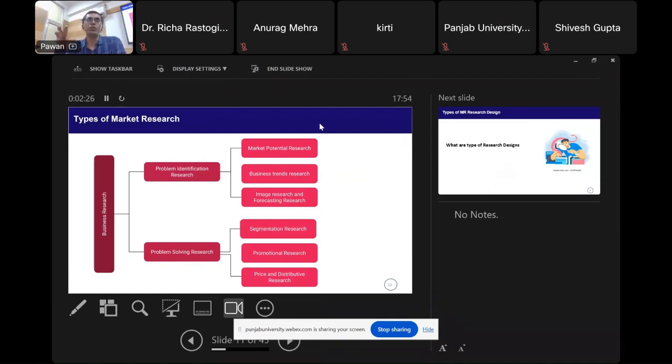Second is problem solving, which is where you know the problem, you know what is happening, and you want to solve it. You want to go to the reason of that thing, right? Maybe you have a lot of products being rejected, a lot of rollbacks of the product, but now you want to know why is it happening. Is the problem with the transportation? Is the problem with the manufacturing? Is the problem in the selling?